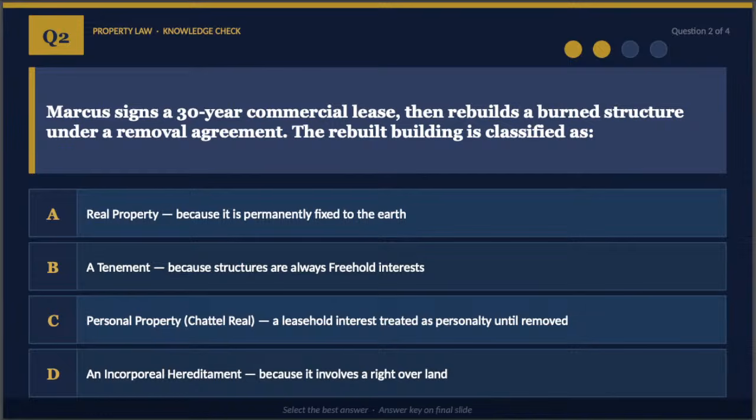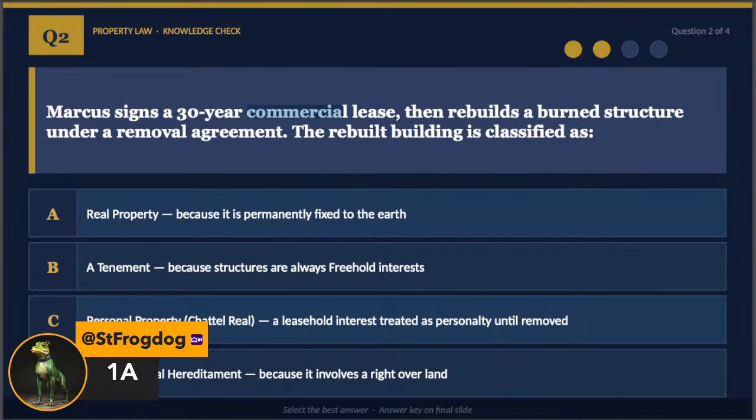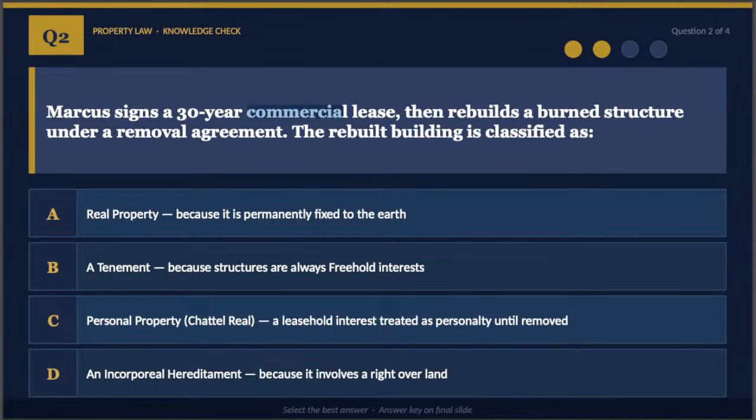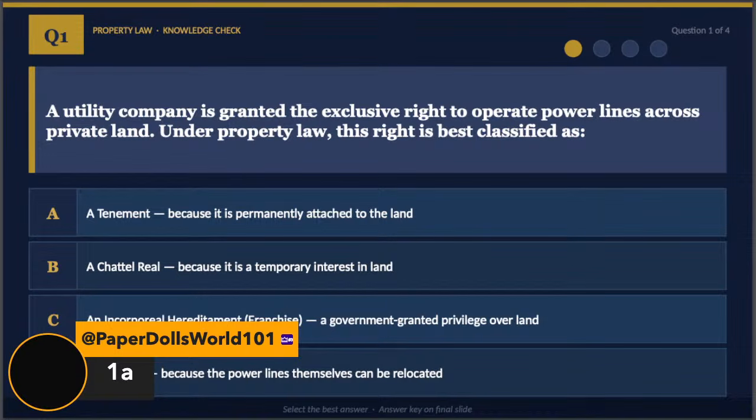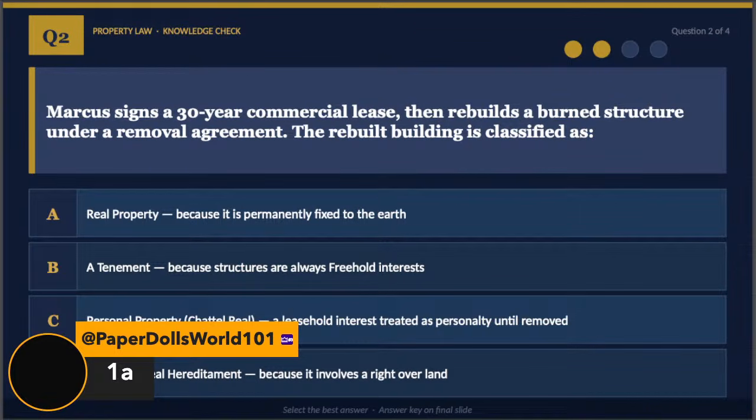Frog says 1A. All right, so we have a 1A. Paper Dolls World 101 says 1A. I'm going too fast, so let's go back to question 1 and look at A. We're looking at it as a tenement because it is permanently attached to land. We're saying it's granted an exclusive right. So the grantor granted an exclusive right to operate power lines. All right, let's move on. We're going to find out soon.